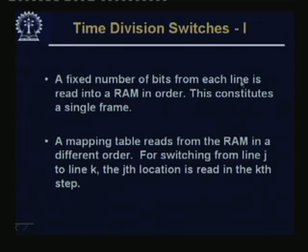So, in time division switches the bits or bit streams may follow the same path. That means different calls are following the same path, but they are using different time slots. A fixed number of bits from each line is read into a RAM in order. This constitutes a single frame. That means, a fixed number of bits from each line. A mapping table reads from the RAM in a different order. For switching from line J to line K, the jth location is read in the kth step.